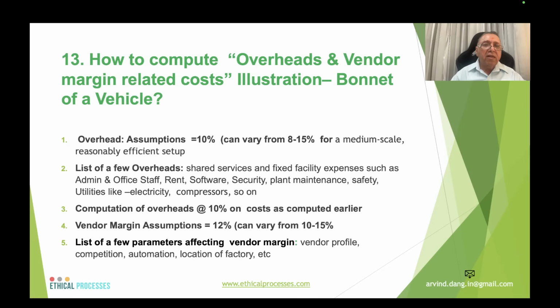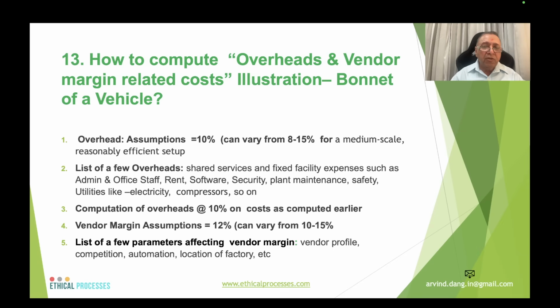Overheads and vendor margin. Now, the overhead assumption has been taken as 10%, though it can vary from 8 to 15% for a medium scale, reasonably efficient setup. And a list of a few overheads are shared services and fixed facility expenses such as admin, office staff, rent, software, security, plant maintenance, utilities expenses like electricity, compressor, and so on. And overhead is based on 10%. The working amount I'll be showing in my last slide.